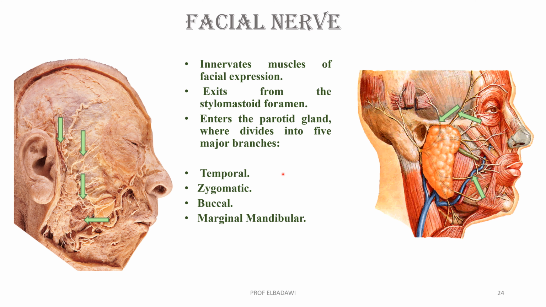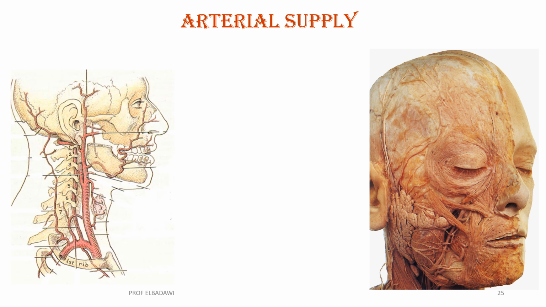The marginal mandibular along the edge of the lower border of the mandible. And lastly, the cervical branch over here. But it gives a posterior auricular branch behind the auricle. That is the one which supplies the occipitalis and the muscles of the ear. This is the facial nerve.